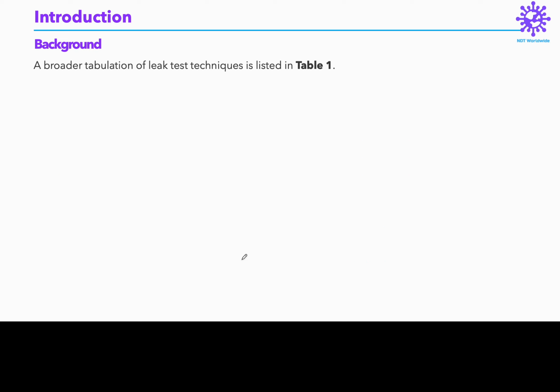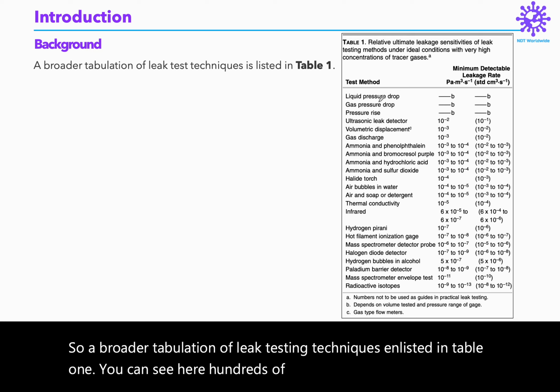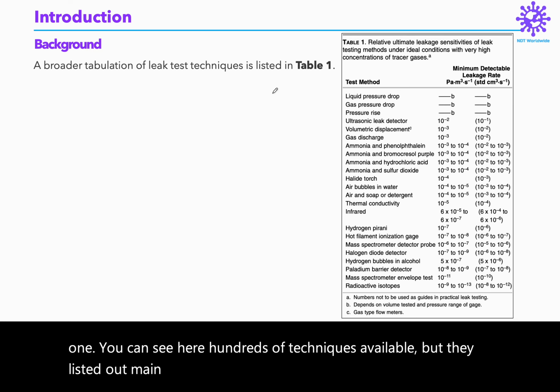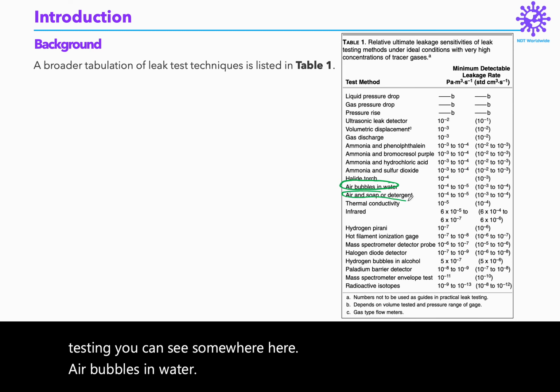Okay, so the next one. A broader tabulation of leak testing techniques is listed in Table 1. You can see hundreds of techniques available, but they listed the main techniques. You are very familiar with bubble leak testing. You can see here air bubbles in water, air and soapy solution.